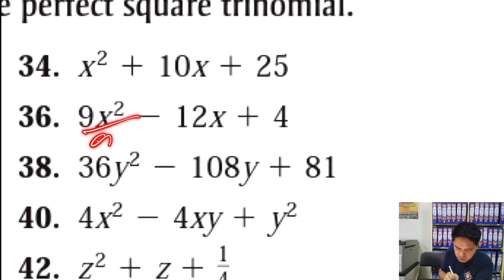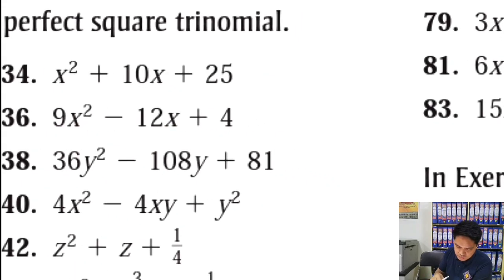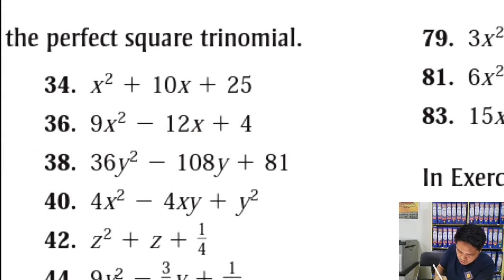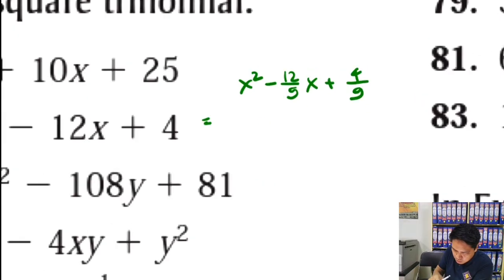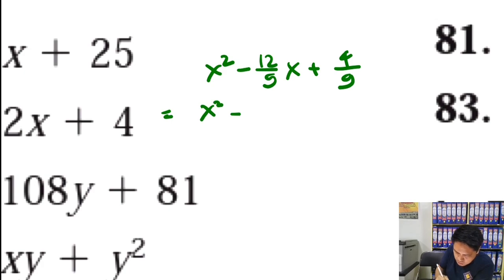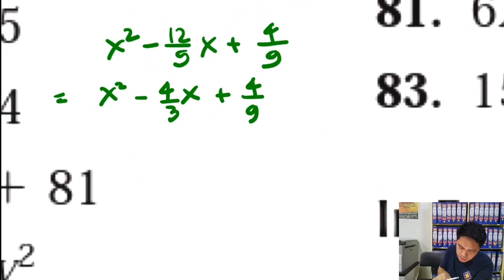So, I divide all terms by 9. So, you can do that. That's okay. You can do that. So, divide all coefficients by 9. That would be x squared minus 12 over 9 plus 4 over 9. Okay, I could rewrite this as x squared minus, so ito siya, may common factor dito na 3. This is 4 times 3 over 3 times 3. So, 4 thirds minus 4 thirds x plus 4 over 9. Tama ba? 4 over 9.